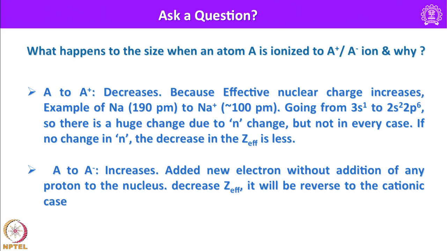Similarly, let us consider the case of A going to A minus. Here it is anticipated that ionic radius increases, because adding a new electron without addition of any proton to the nucleus will make the nucleus less effective in holding that extra electron. That means, the decrease in effective nuclear charge is responsible for increase in the ionic radius of any given atom when an electron is added to it.